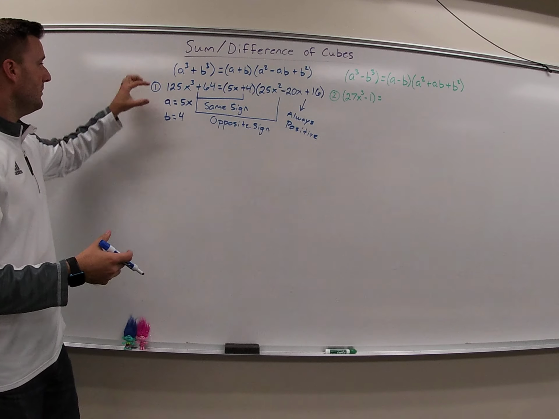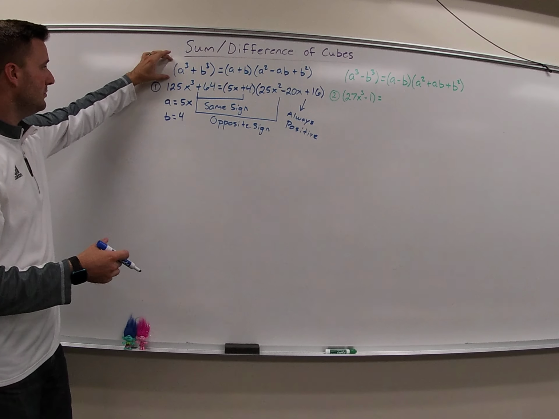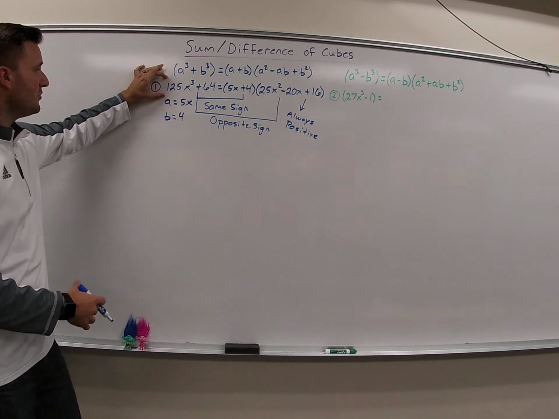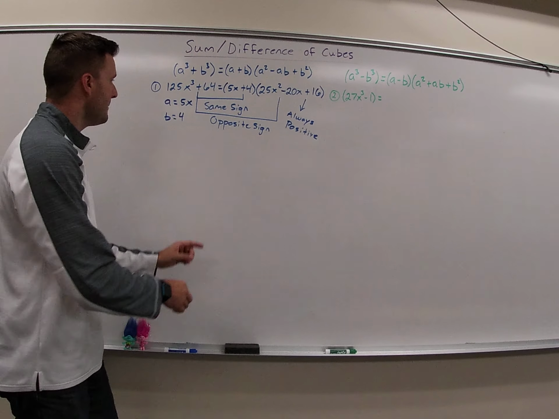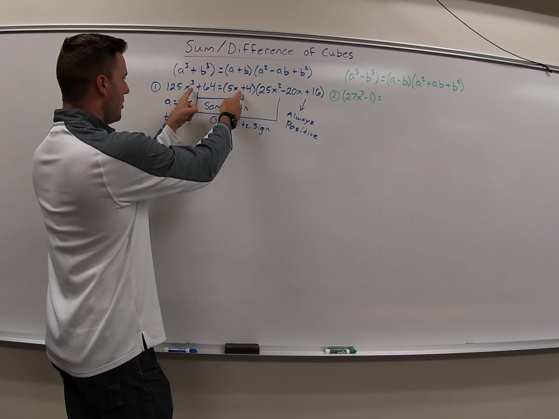So given that we have something in the form of A cubed plus B cubed, in this case 125x to the third plus 64, when we factor this we get these two factors: 5x plus 4, times 25x squared minus 20x plus 16. We're going to go through the same process with this next problem, and you'll see that our first signs are always going to be the same, the next signs are always going to be opposite, and your final sign is always going to be positive.